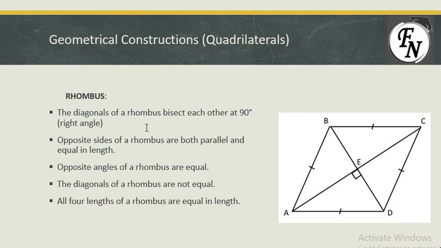Opposite sides of a rhombus are both parallel and equal in length. Opposite angles of a rhombus are equal. That means following the property of a parallelogram, that opposite angles are equal, they are also equal. The diagonals of a rhombus are not equal, as in a parallelogram, that the lengths of AC and BD are not equal. All four sides of a rhombus are equal in length. So this is a very important point, that in a rhombus all the sides are equal in length.